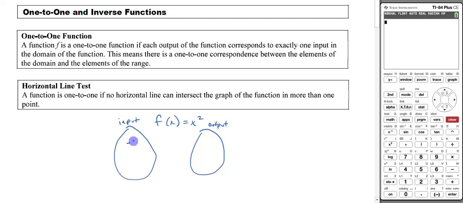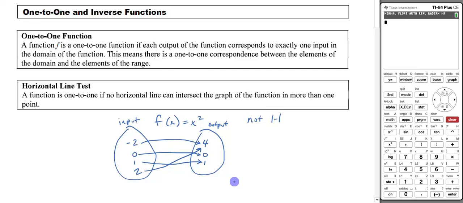And so we put things in like -2, 0, 1, 2, and this goes to a 4. This goes to a 0. This goes to a 1, and this goes also to a 4. This is a function. Every x has exactly one y, but it's not a one-to-one function because we have a 4 that came from two different inputs. So it's not a one-to-one correspondence.